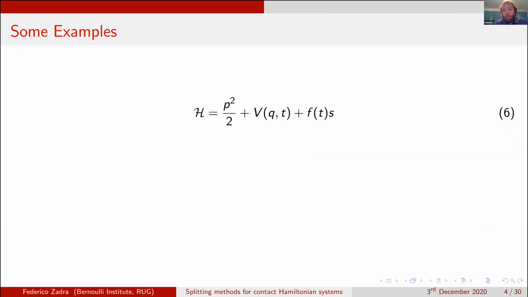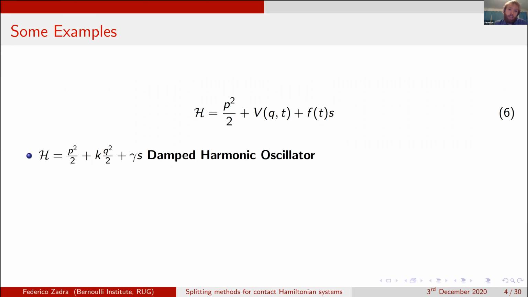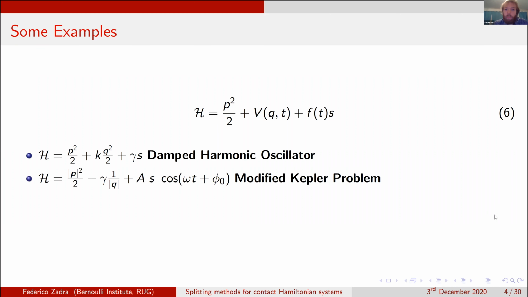We will describe some particular systems that usually are in this form, in which we have a kinetic term, a potential term, and a damping that will depend on the extra variable. Which type of system can we describe? First of all, the damped harmonic oscillator that we have already seen during this conference, but we can also describe something more complicated, such as a modified Kepler problem, a two-body problem where we add a sort of periodic external force that depends on the velocities of the reduced problem.